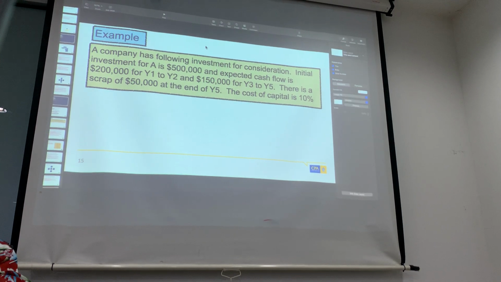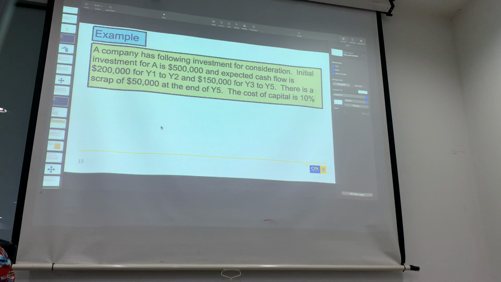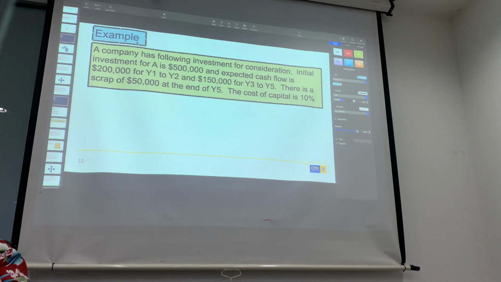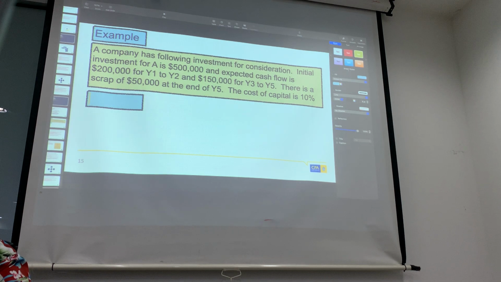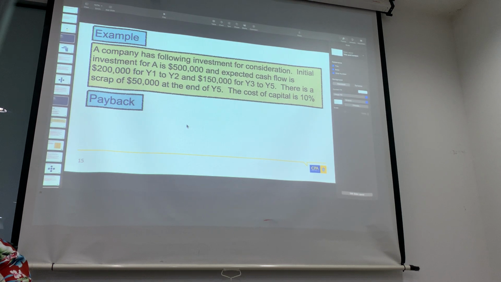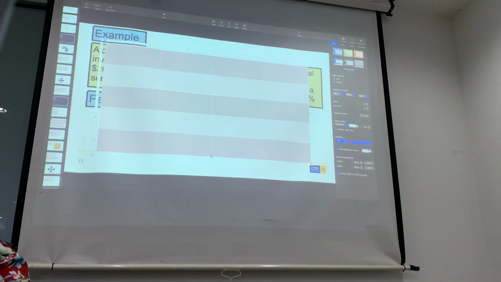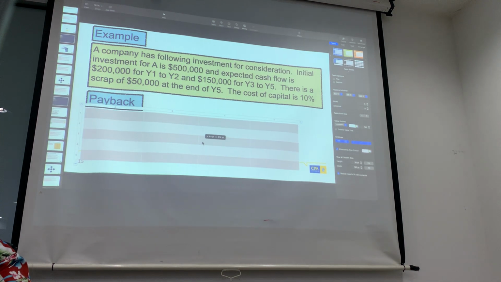Okay, let's say you have a function that does this. Let's say we're going to calculate the easiest one first. We calculate something called payback. You know how to calculate payback?